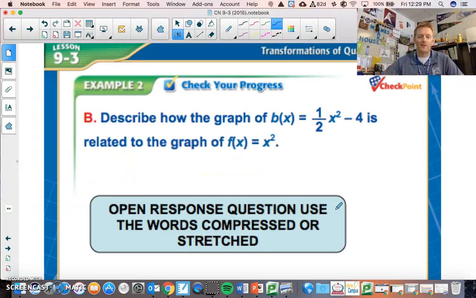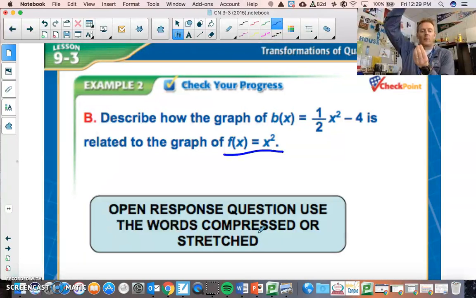All right, we're going to ask you to do one of them on your own. I want you to describe what is happening for 1/2 x to the second minus 4 as it's related to x to the second. You're just going to write down what you believe it is. We'll talk about it when you come to class. Please use words like compressed or stretched. Compressed makes it wider. Stretched makes it more vertically stretched. So narrower and wider.